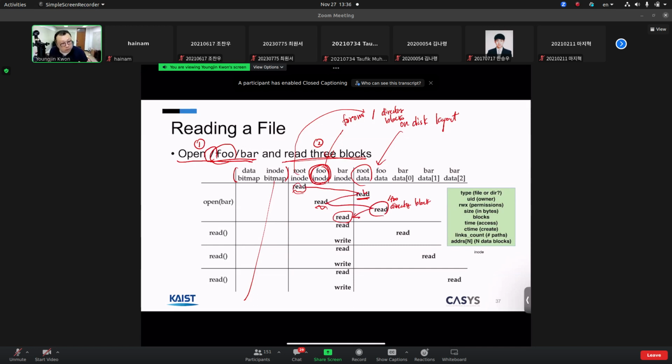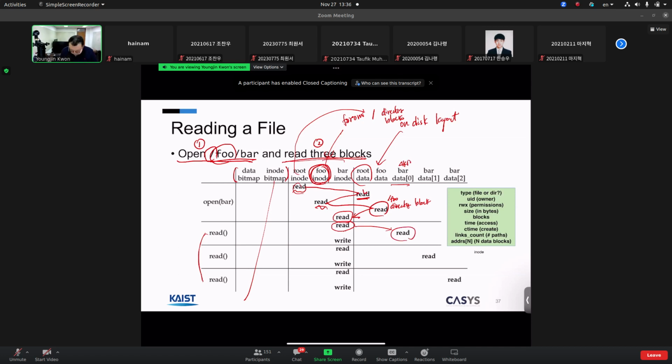Are you guys following? Okay, so there's a block, and then the 3 subsequent read operations here. For read, first you have to read the bar inode. Okay, and then read the first block. From the bar inode, you can locate the first data block, which is 4 kilobytes. Okay, read it.